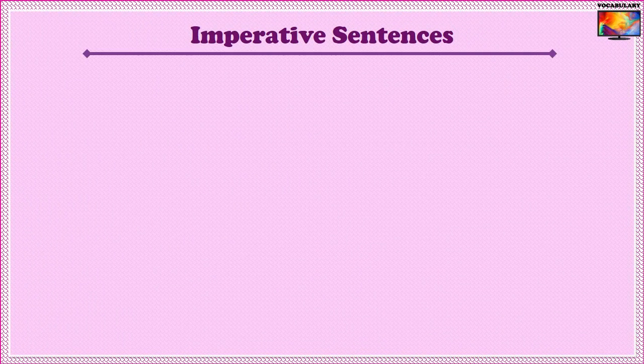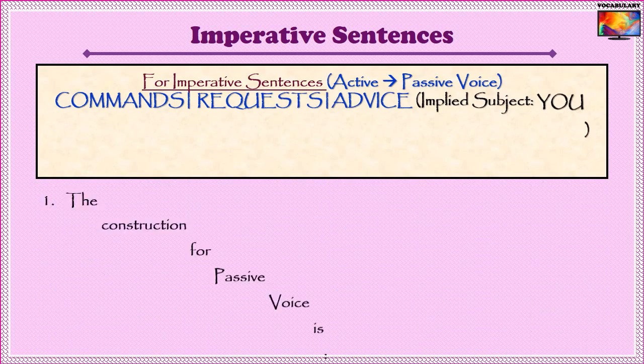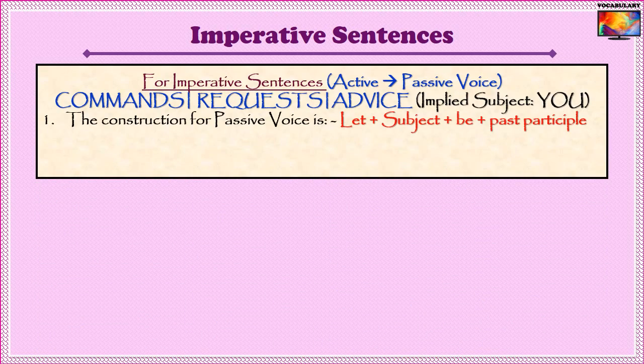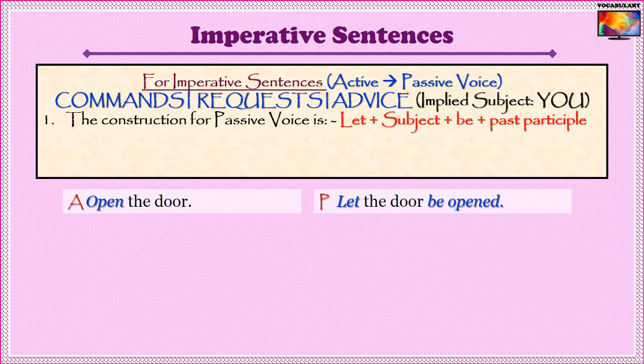Now come imperative sentences. We have discussed imperative sentences in our other grammar lessons. Imperative sentences are used to give commands or advice or to make requests, and the subject is implied in these sentences. These sentences are addressed to a second person subject, you. The construction for passive voice of an imperative sentence is let plus subject plus be plus past participle. For example, open the door. Let the door be opened.